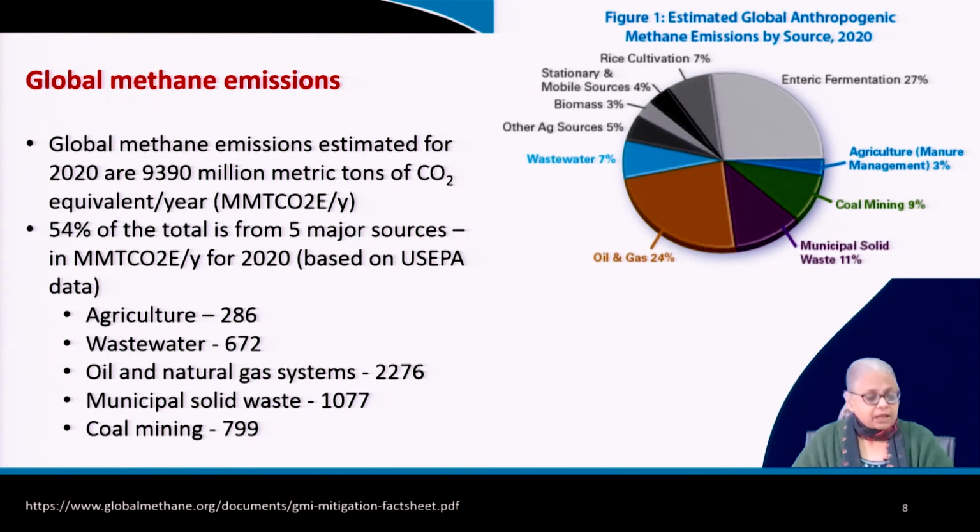Second thing is that 54% of the total comes from 5 major sources, which can be controlled by human beings. For example, enteric fermentation, we can assume that it's out of control, so we're not going to do anything about that. What can we do to control methane emissions? Because you already know it's a greenhouse gas, and it has about 25 to 30 times higher greenhouse gas potential compared to CO2. So it's more important for us to control methane emissions. So let's take a look at what is the biggest one within anthropogenic emissions, what can we control, right?